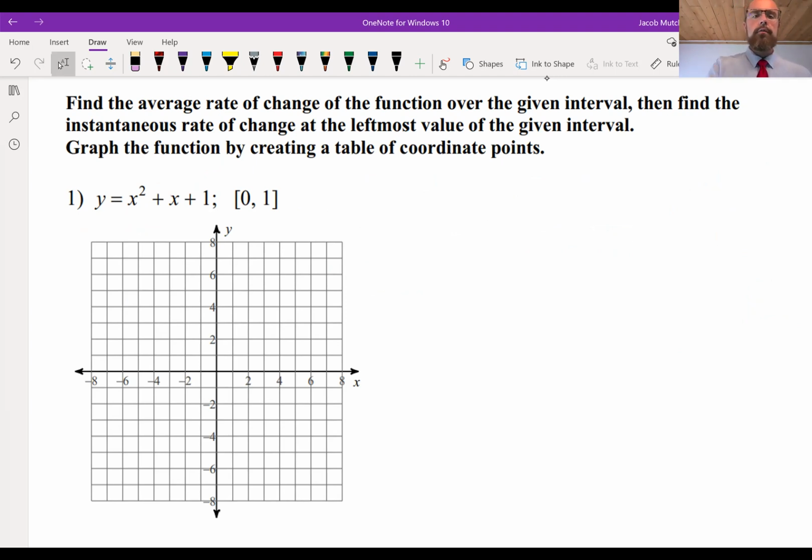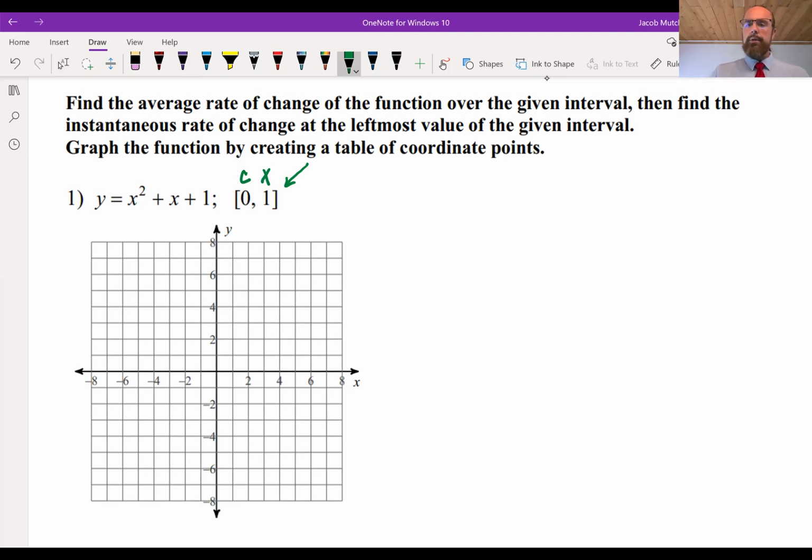So you see our interval is here between 0 and 1. So I'm going to label those. Those are my c and my x values. Once we do that, we want to then find the instantaneous rate of change at the leftmost value of the given interval. So that's when we would calculate the limit as x approaches c, in this case 0. And then we want to graph the function by creating a table of coordinate points.